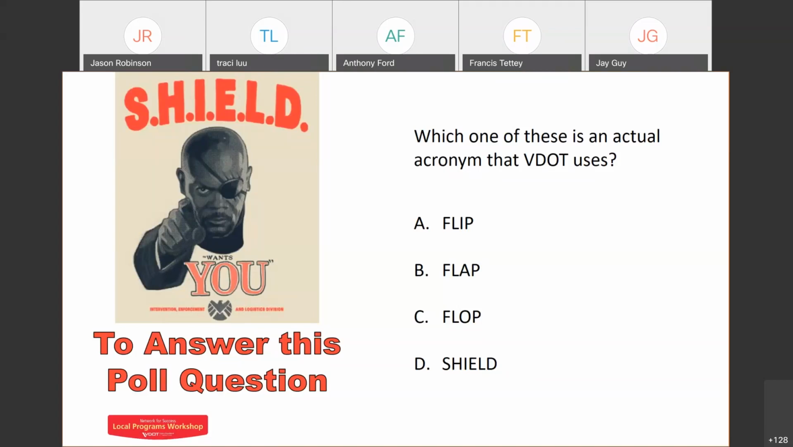All righty. Well, it looks like a lot of you folks are dialed in, finger on the pulse of the funding opportunities you have, and FLAP was the correct answer. We probably ought to find other ways to come up with some other funding opportunities to call them FLIP and FLOP just for the heck of it, but FLAP was the correct answer.